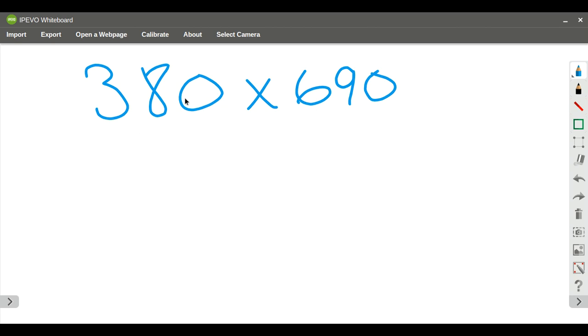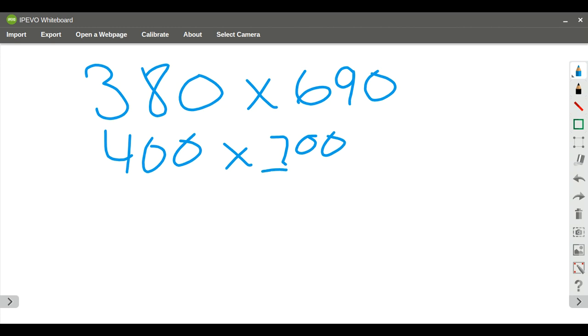So 380 is close to 400. And 690 is close to 700. So again, I just worry about my 4 and 7, and I ignore the zeros for now. So I'm using that multiple of 10 rule. I can add and take away zeros as I want in my factors as long as I do the same thing on this side to keep that equation balanced.